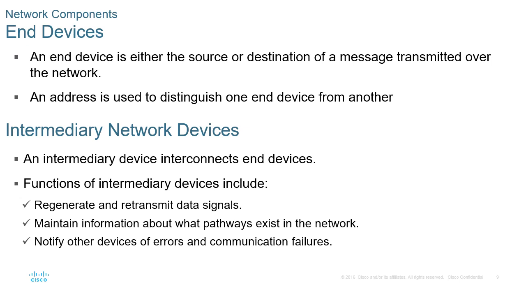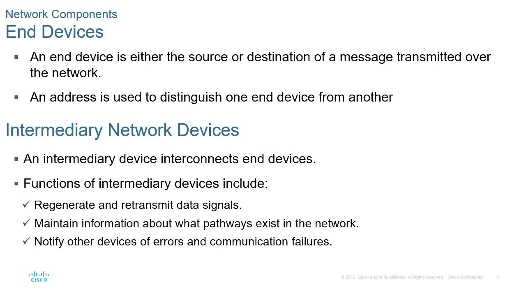Other network elements: we have end devices, which can either be the source or the destination of a transmitted message. And as stated earlier, these are uniquely identified by an IP address. We also have intermediate network devices, which are the devices that interconnect the end devices. Examples here are switches, wireless access points, routers, and firewalls.